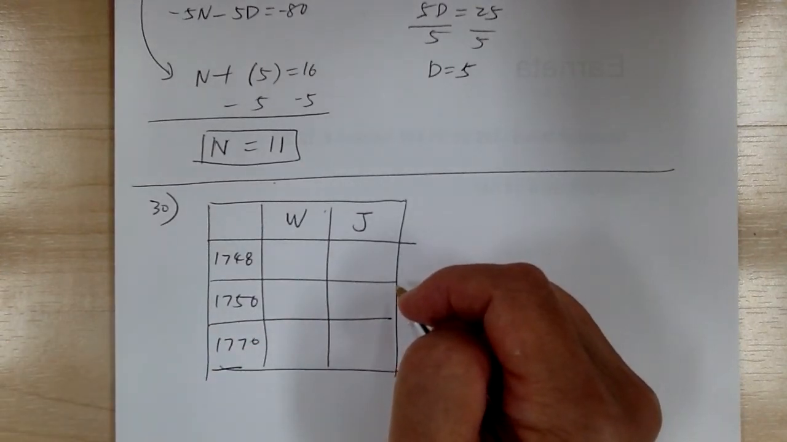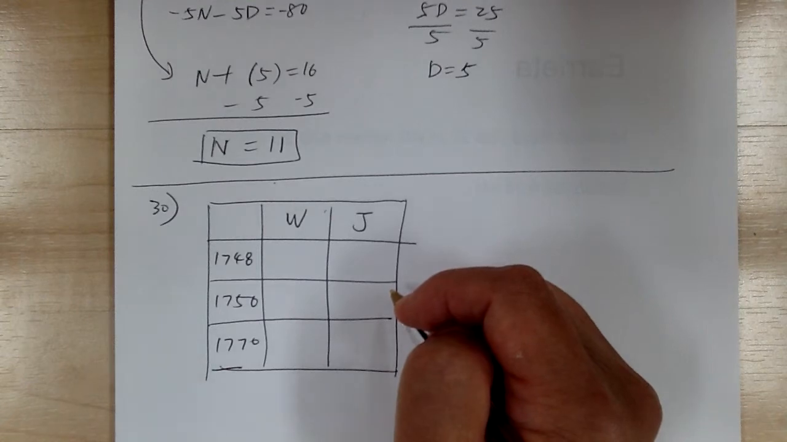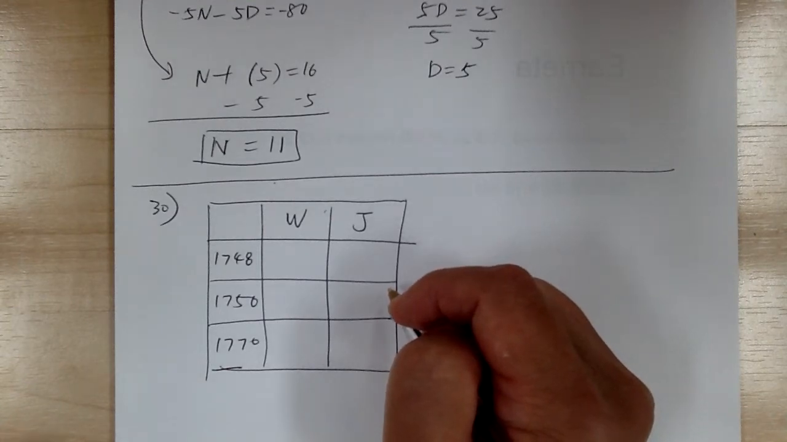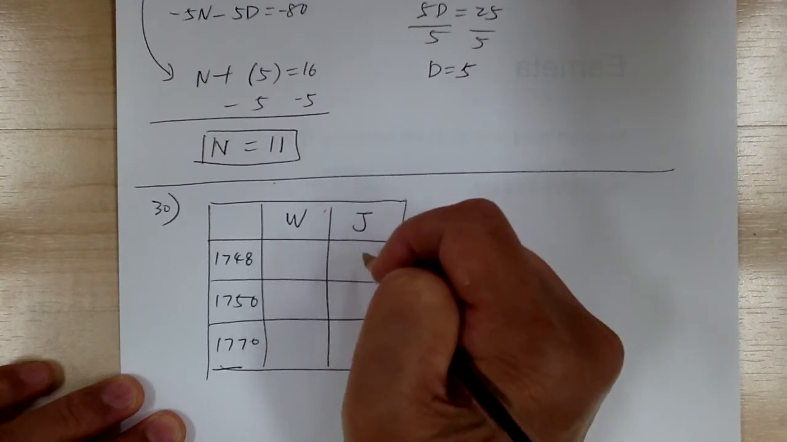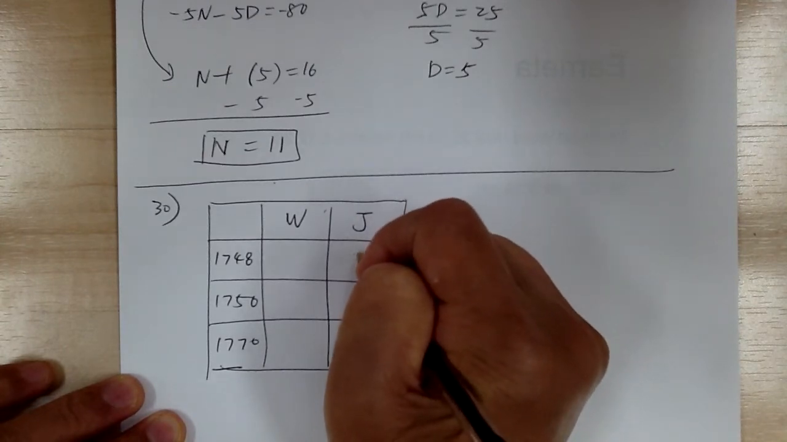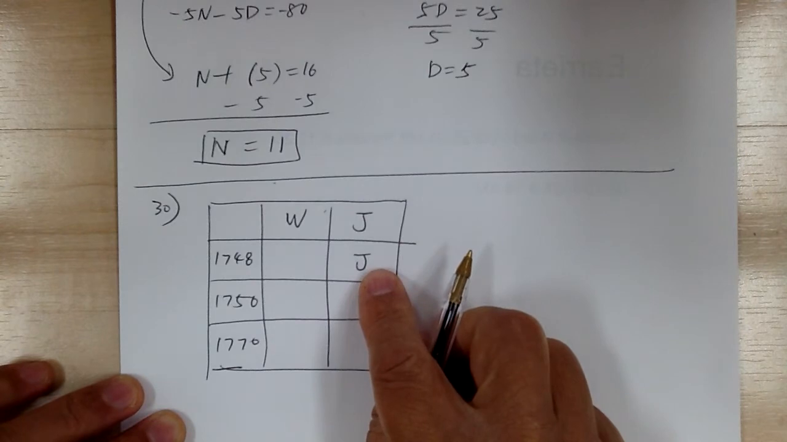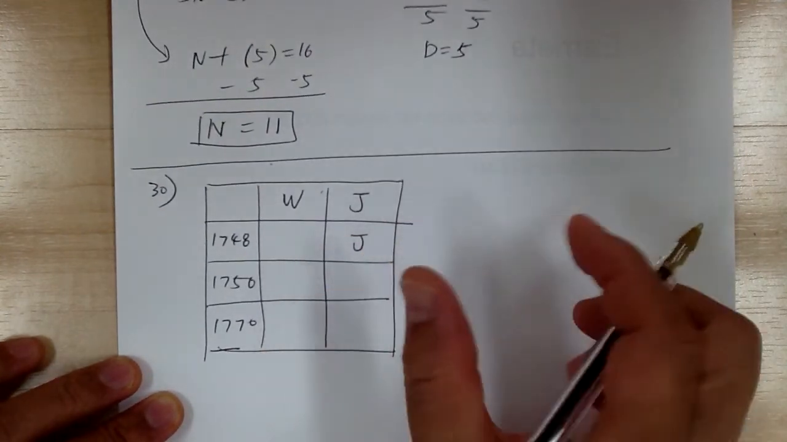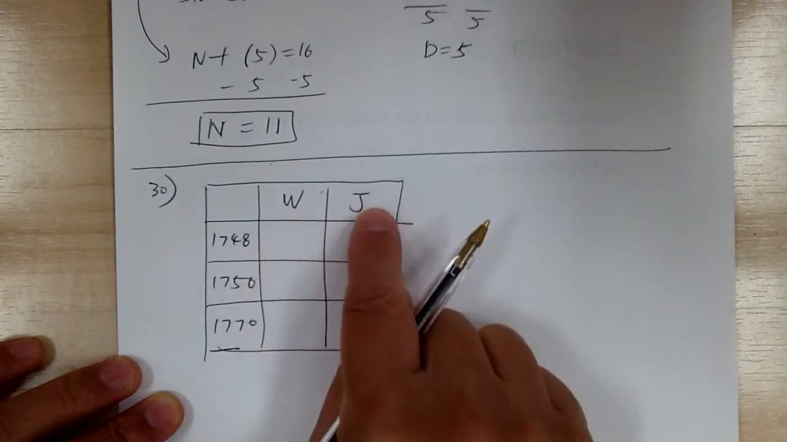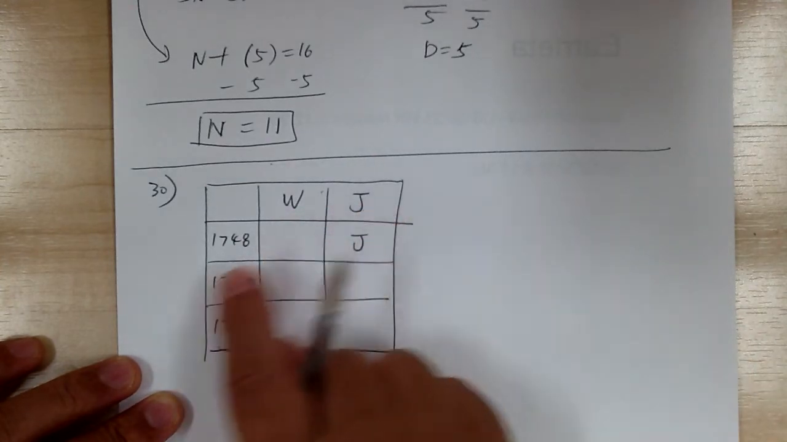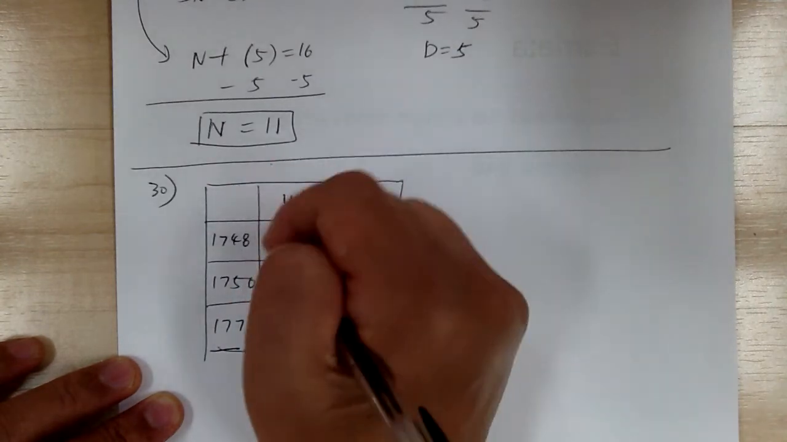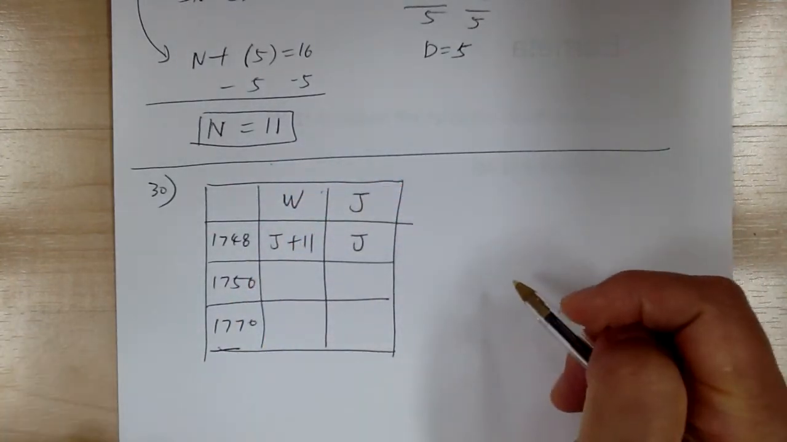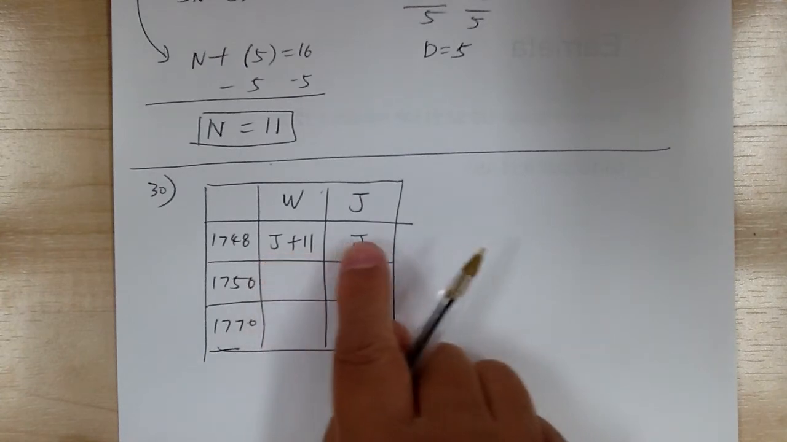Now, let's look at the relationship between the two. Washington was born 11 years before Jefferson. So Washington is 11 years older. I'm going to call this J. Now, the nice thing about age is that the relationship is constant. If he's 11 years older than Jefferson, it will always be that way, no matter what year. So this would be J plus 11. Again, Washington is 11 years older than Jefferson.